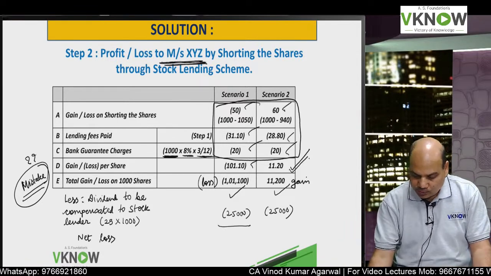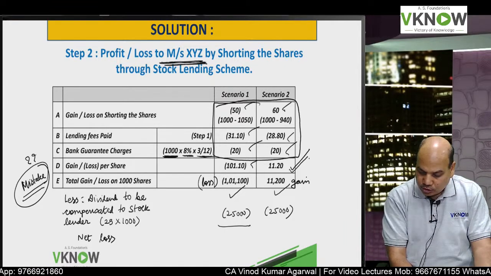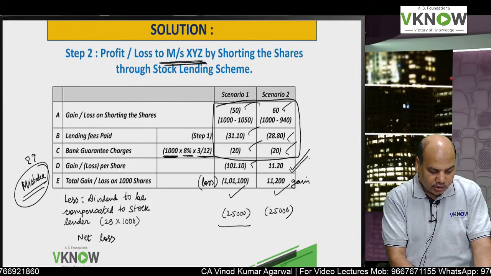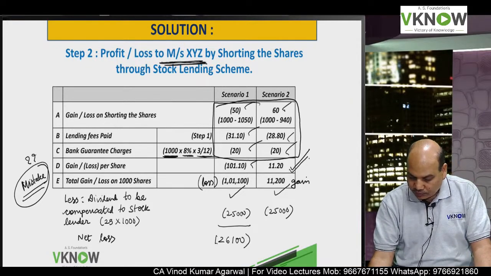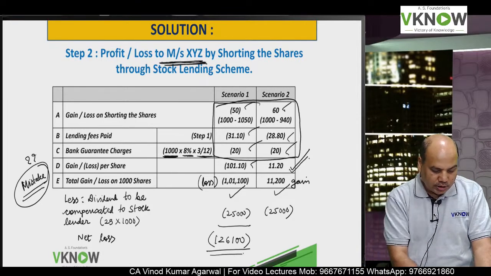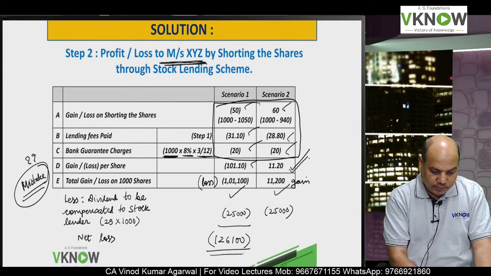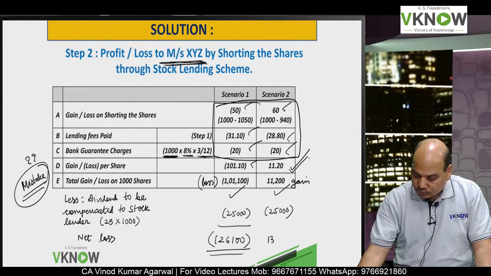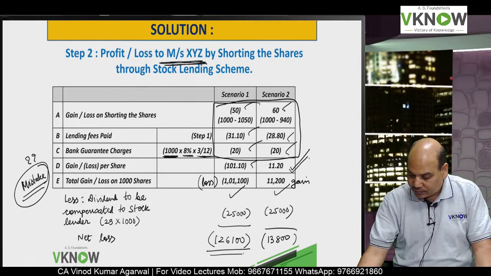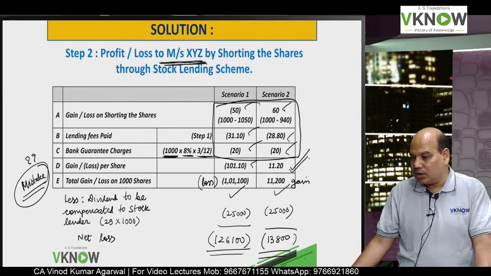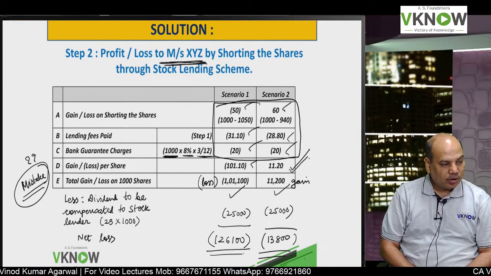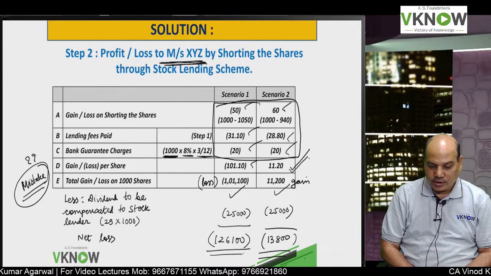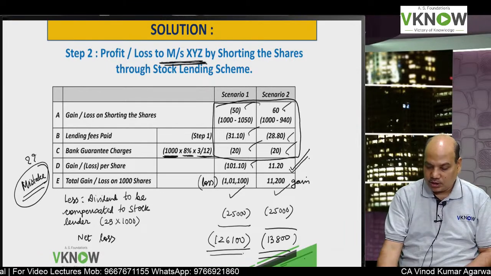So net loss in the first scenario will be, already there is a loss of 1,01,100 plus 25,000. So 1,26,100 will be the loss if you consider dividend also, which the short seller has to compensate to the stock lender. And in the second scenario, the net loss will be 13,800.